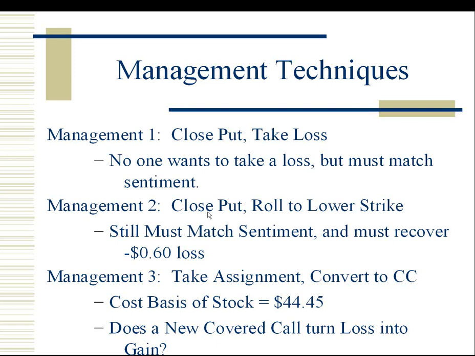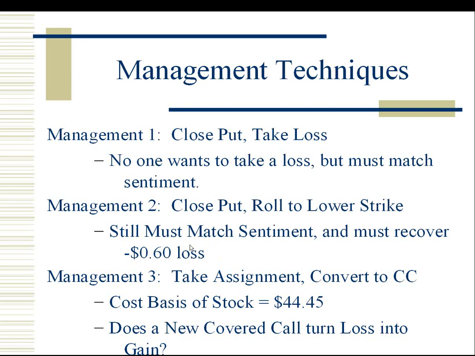Management number two, as we just discussed, close the put and roll to a lower strike. Now again, that still has to match the sentiment, and we want to make sure we're recovering that 60-cent loss. If I liquidate the position right now, I get filled at that $1.15 midpoint. We've got a loss of 60 cents. If I just roll down to, let's say, the 43 put on LUV for 1 week out or 2 weeks out, and I only get 30 cents, that has a maximum gain of 30 cents. It's not recovering my position.